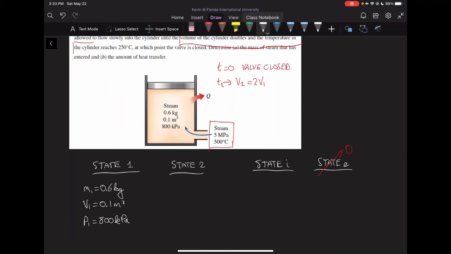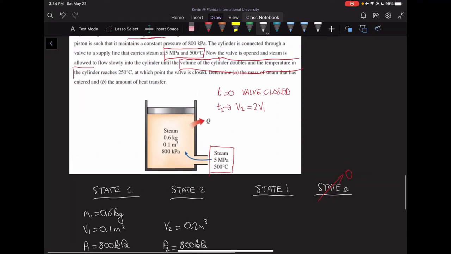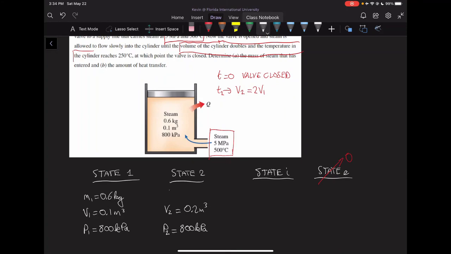In state 2, since the pressure is always constant, we can say that pressure 2 is equal to 800 kilopascals still. It's equal to pressure 1. We know that V2 has to be equal to double V1, so we have 0.2 meters cubed. And we're also told that temperature 2 is 250 degrees Celsius. So that's the information we're given. Okay, so in state 1, we're not given any temperature. In state 2, we are given temperature, but we're not given mass.